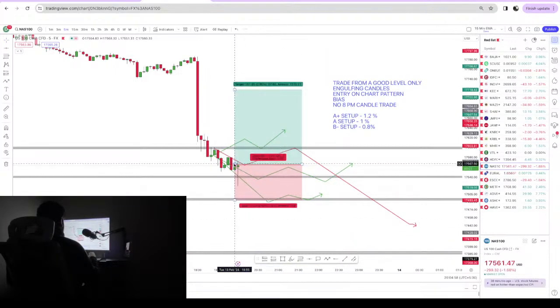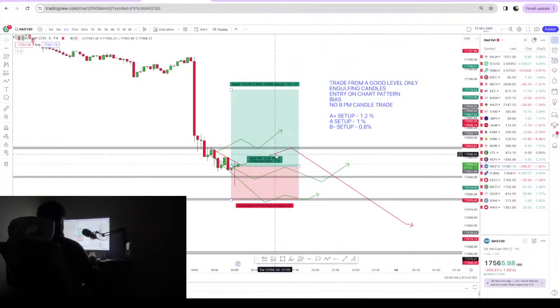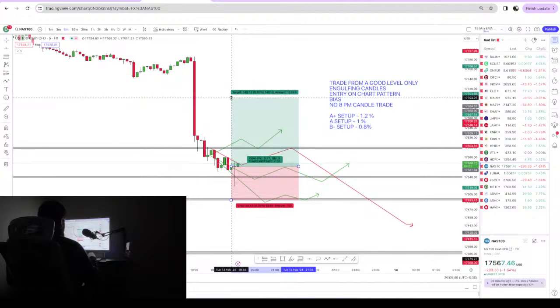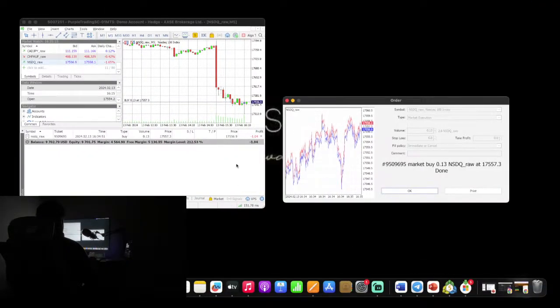Candle is closed. Right? It has closed above this. So it is an entry signal for us. And 1:2 is what I will be targeting. So I'll be risking, I'm telling you, exactly $120.